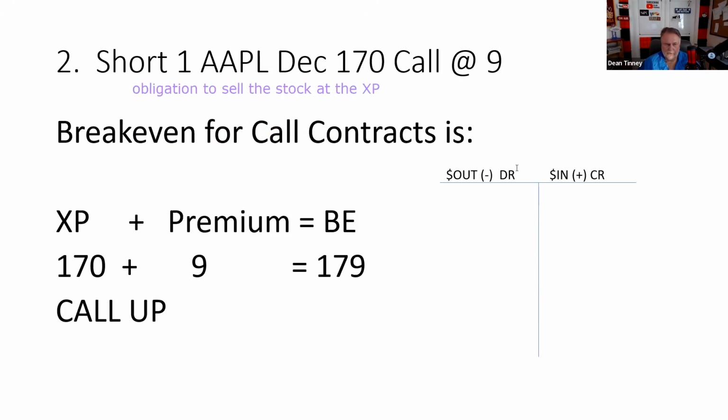Let's get some test phraseology going. Your customer goes short one Apple December 170 call at 9, when Apple's at 172.